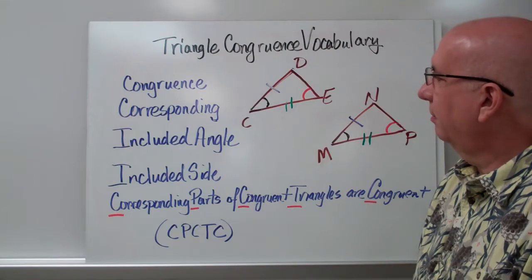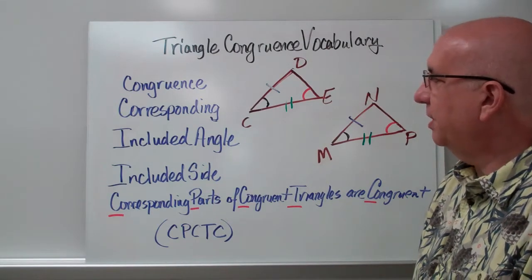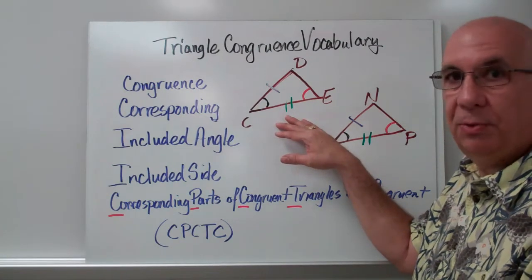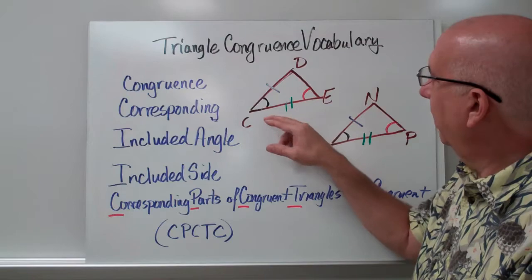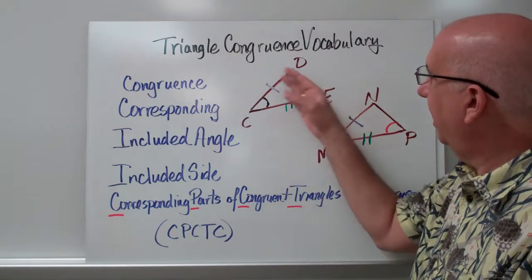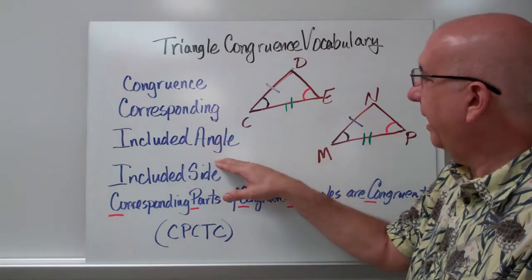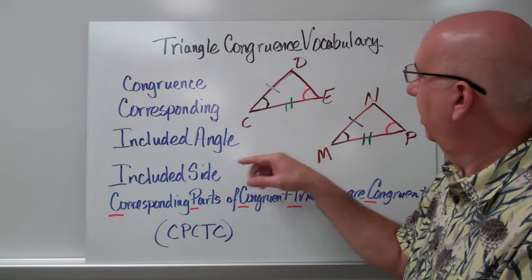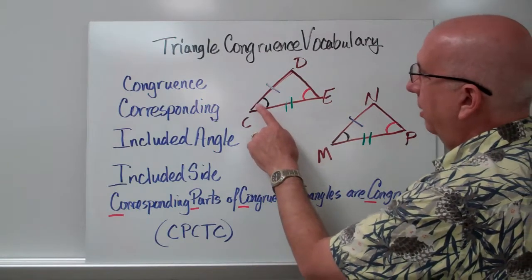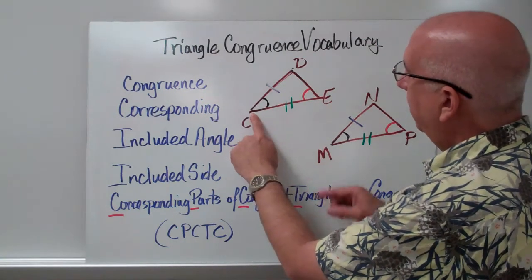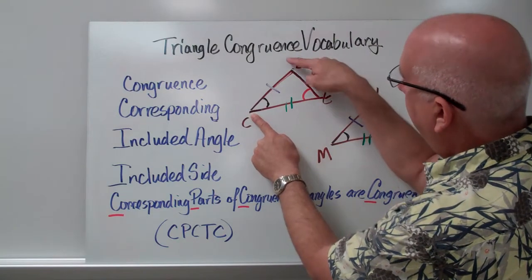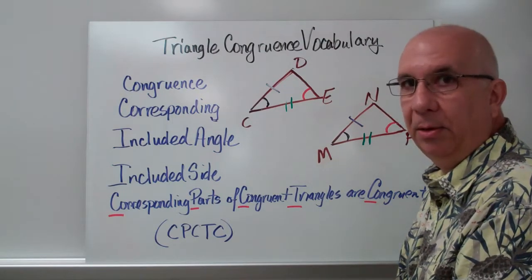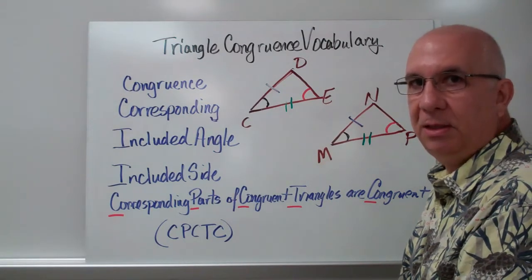Included angle. Well, we're talking about an angle, and if it's included, it has to be between two things. On this triangle, we have two things that are illustrated. We have angles that are illustrated, and we have sides that are illustrated. So an included angle is going to be an angle between two sides. An example of an included angle here would be angle C, which is included between side CE and side CD. So angle C is the included angle in this example.